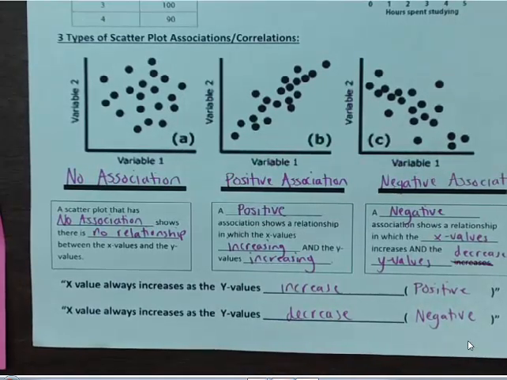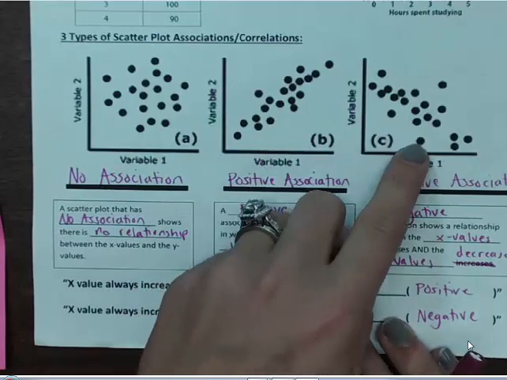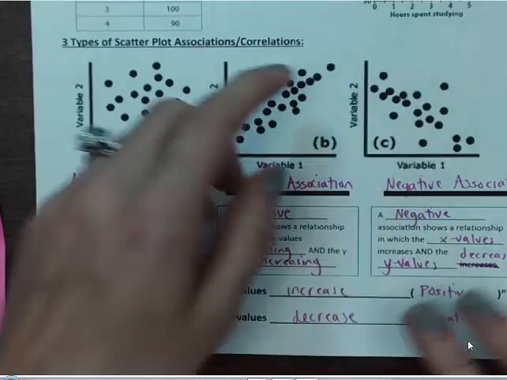Okay, so those are our three types of scatter plots. And a scatter plot, again, is just when we relate two sets of data. We have a no association when they aren't related at all. We have a positive association, and we have a negative association. Okay, flip it over on the back.